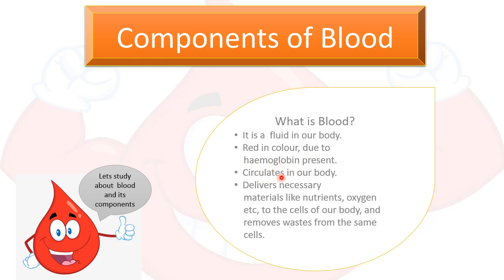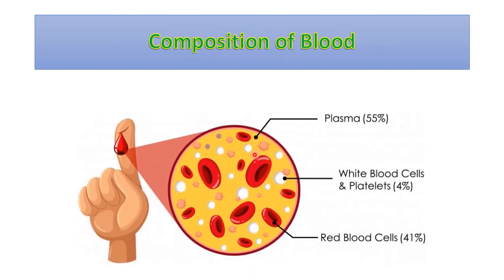Blood circulates, that is, it reaches each and every part of our body. It delivers necessary materials like nutrients, oxygen, etc. to the cells of our body and removes waste from the same cells. Along with the blood, its components also get circulated around our body.